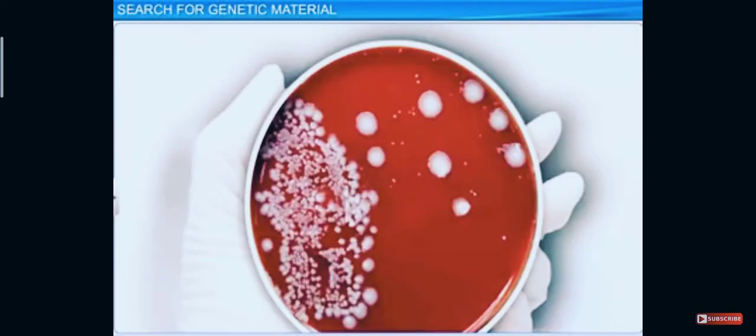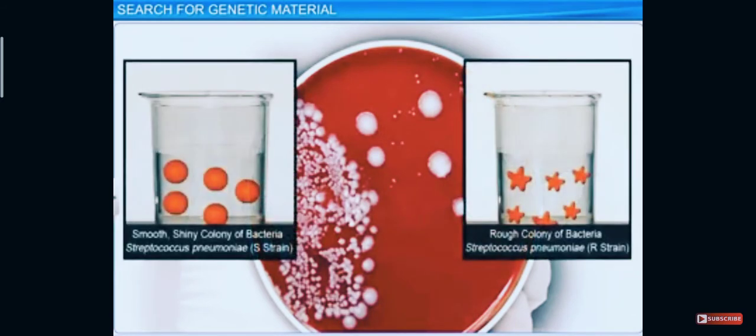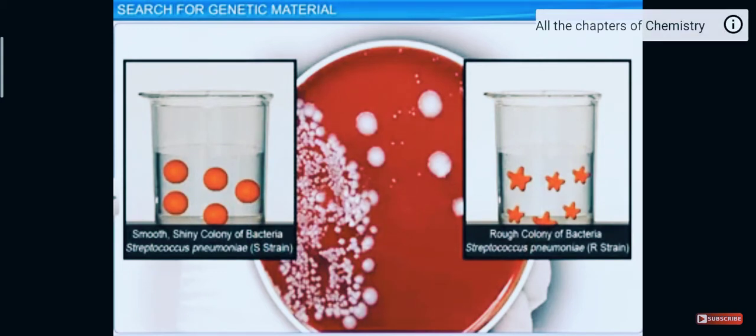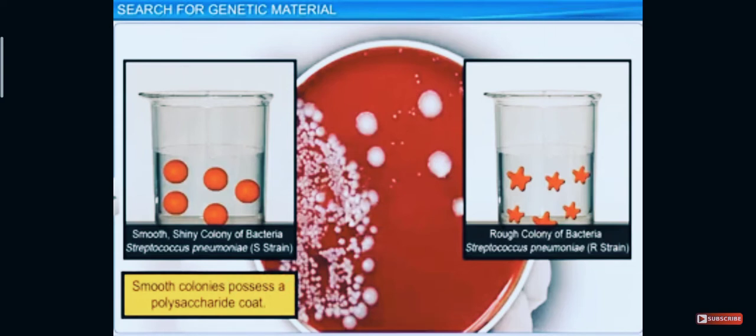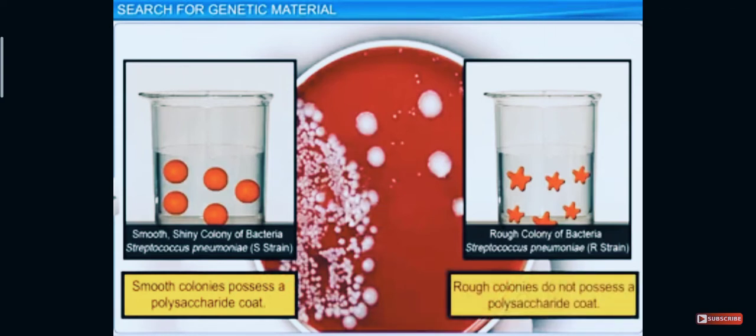Frederick grew the bacteria in a culture plate and found that they were of two forms, the smooth and the rough. This was because the smooth, shiny colonies or the S strain of the bacteria possessed a mucus or a polysaccharide coat, while the rough colonies or the R strain had no such coat.